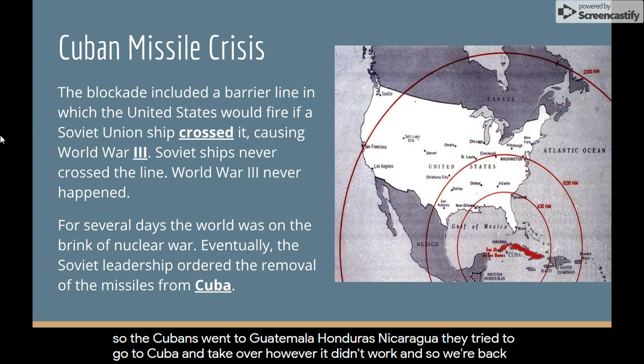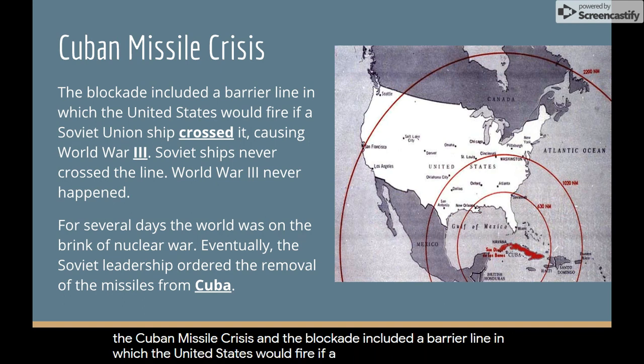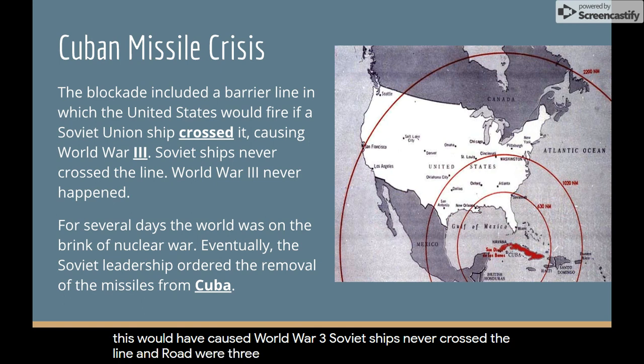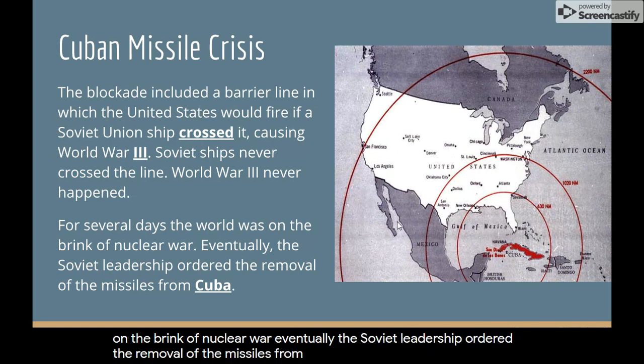And so we're back to the Cuban Missile Crisis. The blockade included a barrier line in which the United States would fire if a Soviet Union ship crossed it. And this would have caused World War III. Soviet ships never crossed the line, and World War III never happened. For several days, the world was on the brink of nuclear war. Eventually, the Soviet leadership ordered the removal of the missiles from Cuba.